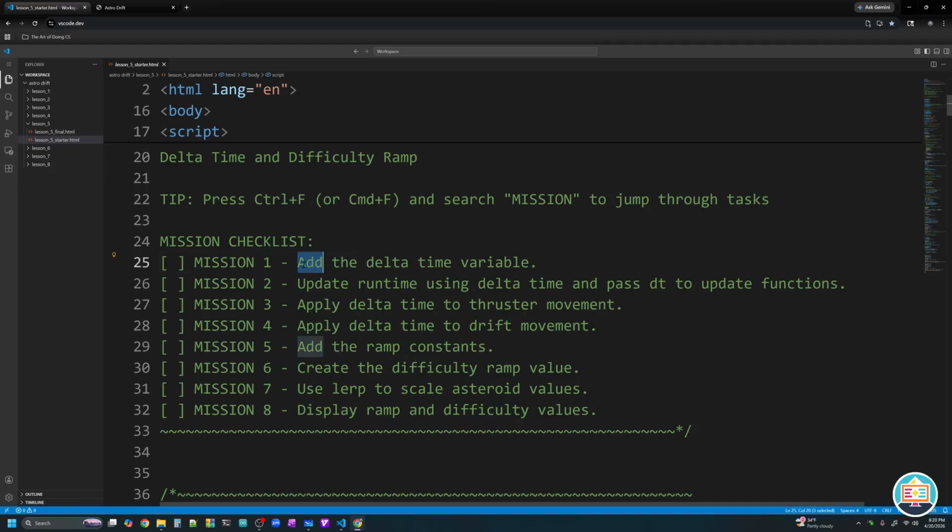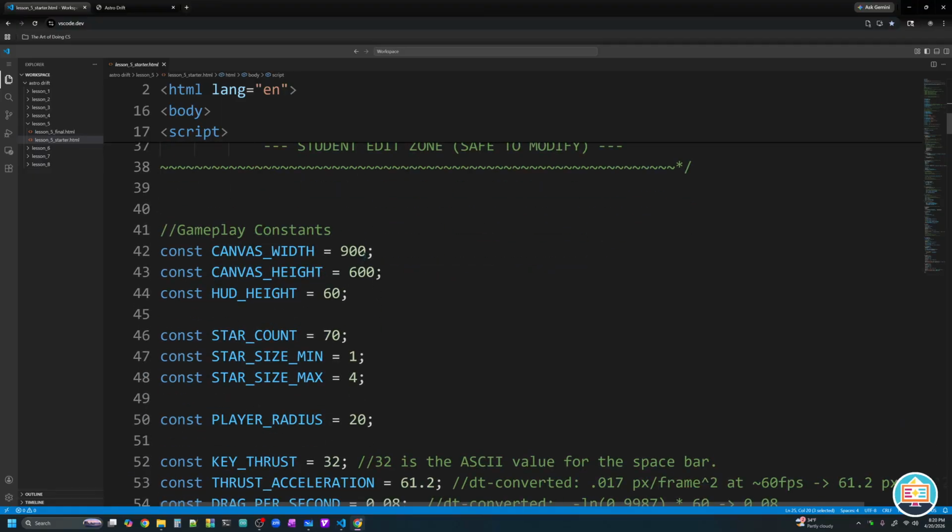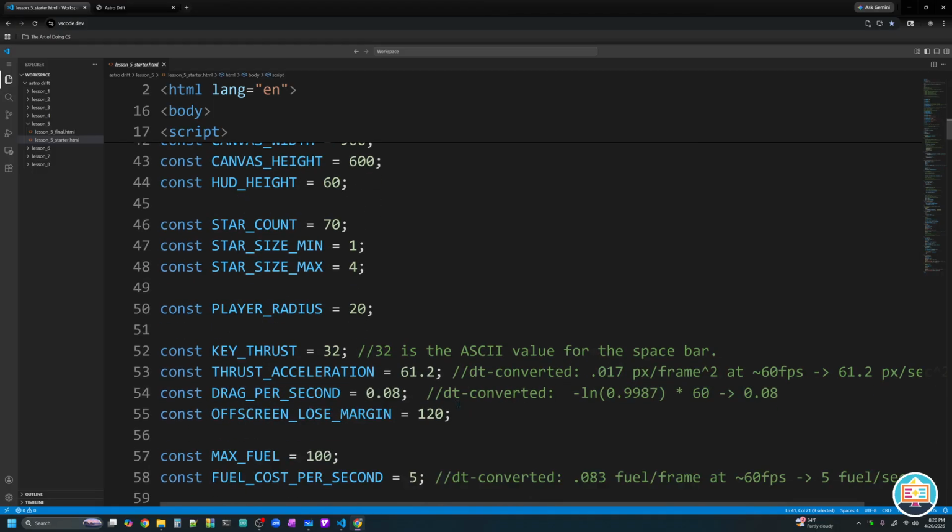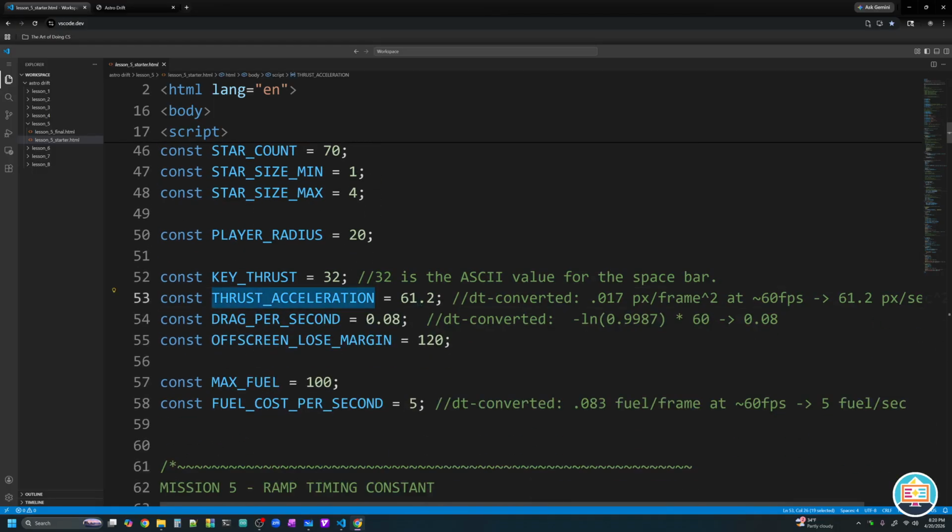Number 1, it says adjust the delta time variable. All right, so we're going to head to lesson 1, but before we do, let's look at what happened to our gameplay constants, because some of these things have changed. If you look here, our thrust acceleration value has changed. It used to be 0.017, and that was back when we were talking about a frame-based system. But now we are moving into a time-based system.